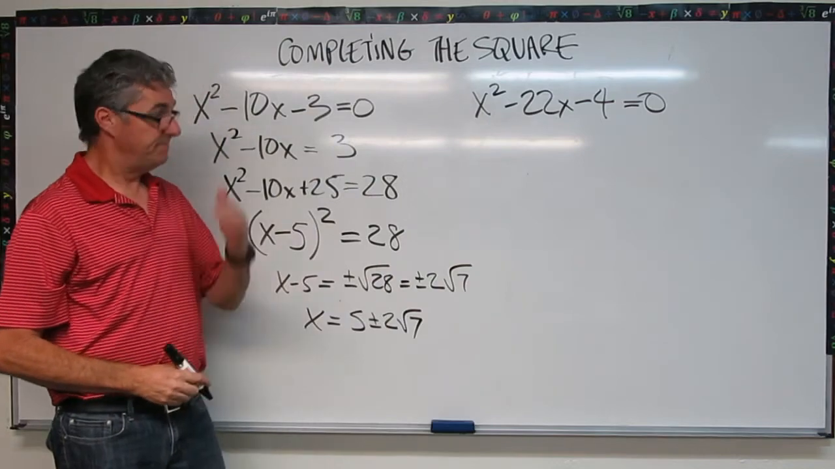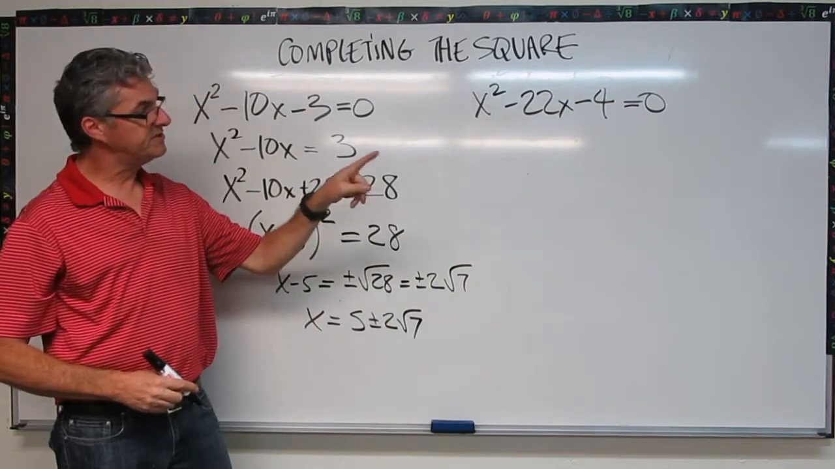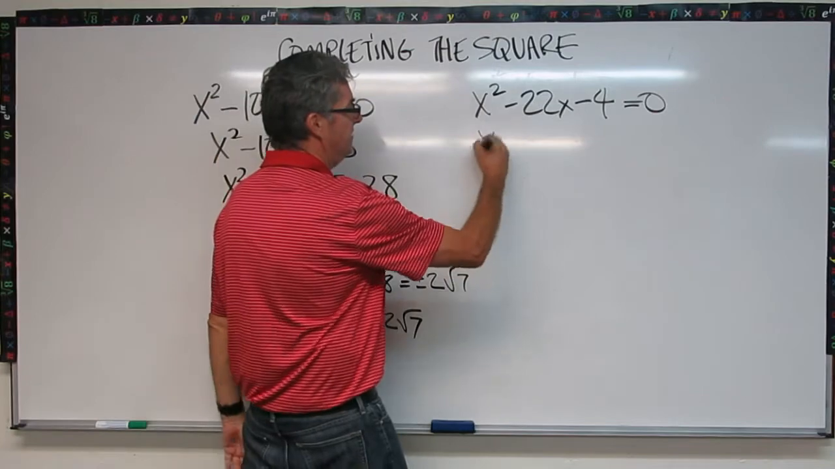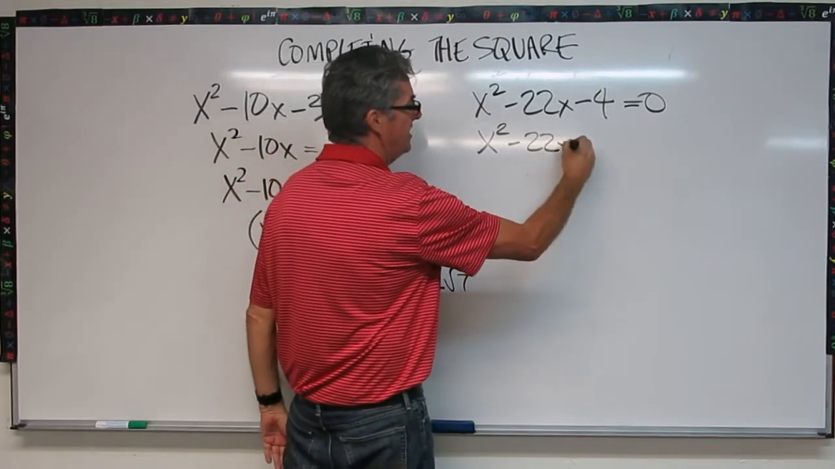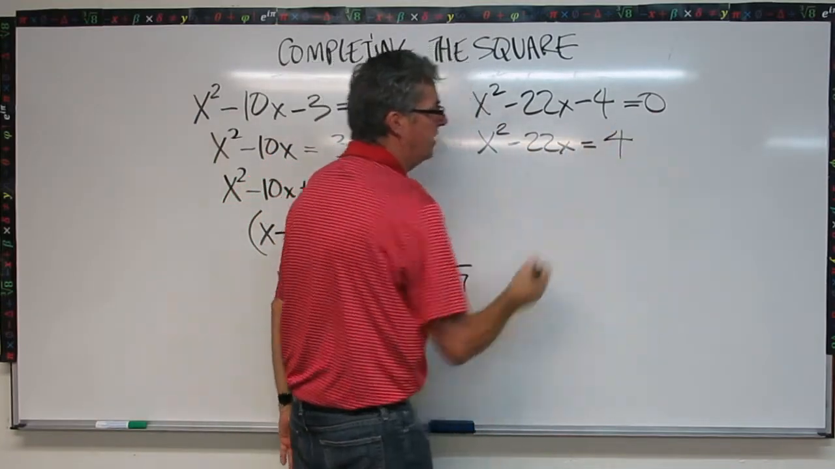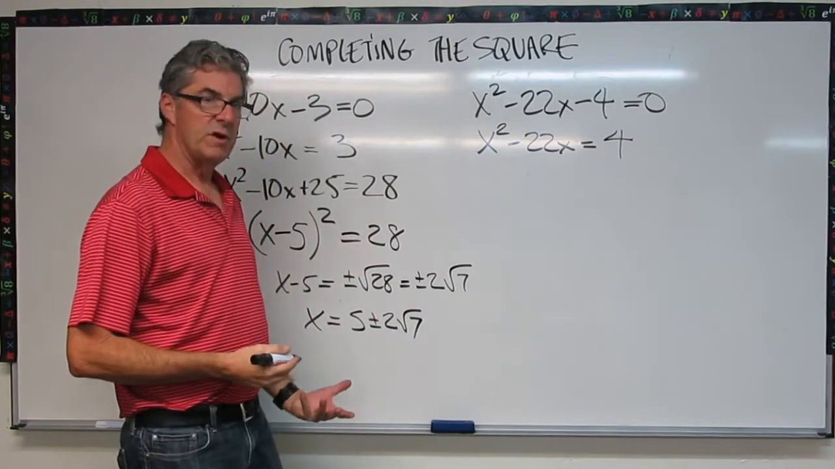Okay, let's see how you did. First step, move constant to other side. X squared minus 22x equals 4. Okay, I just added 4 to both sides.